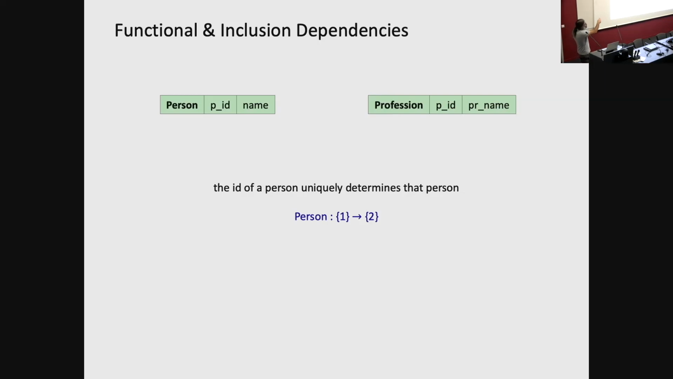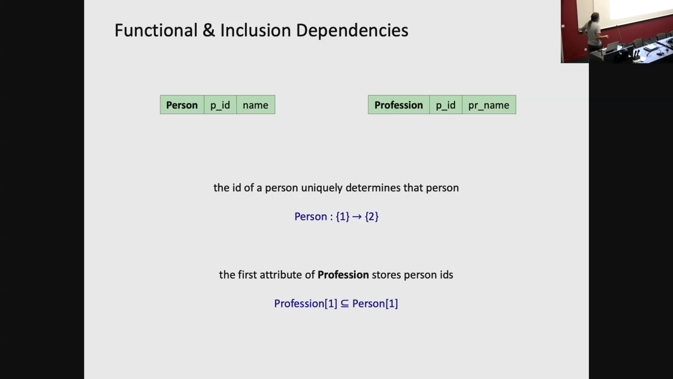Here I could use actually the name of the attribute. I could use PID uniquely determines name, but it's just more convenient for me at least to use positions, which means that the order in which these attributes appear matters, right? So the first attribute is PID, the second attribute is name. And I'm simply saying here that the first attribute, which is person ID, uniquely determines the name of the person, okay?